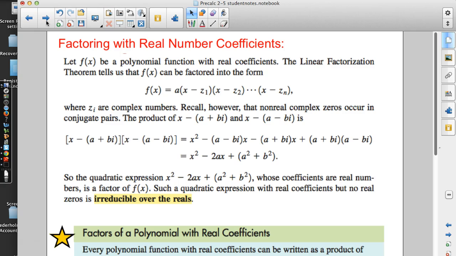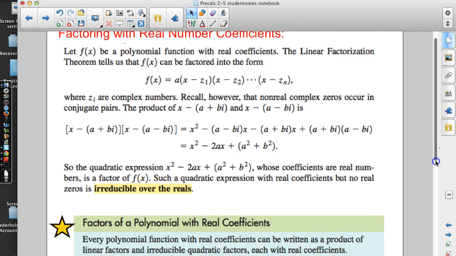So the quadratic expression x squared minus 2ax plus a squared plus b squared, whose coefficients are real numbers, is a factor of f of x. Such a quadratic expression with real coefficients but no real zeros is called irreducible over the reals.